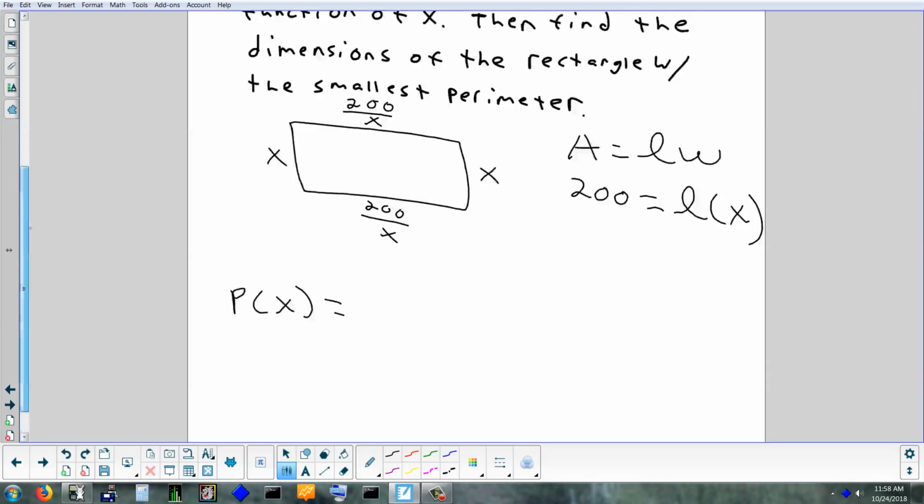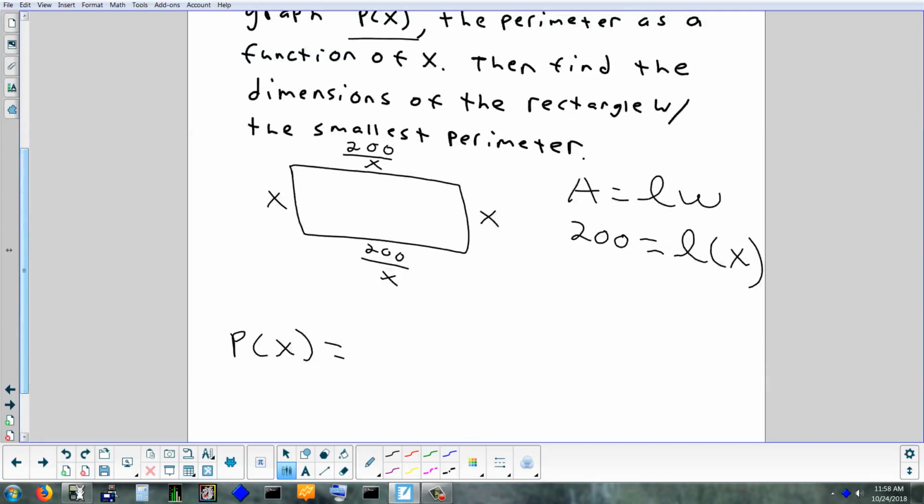How do you find the perimeter of that rectangle that I have right there? Yeah, you're adding all the sides together. 2x plus 2 times parentheses, 2 times 200 divided by x. And what's 2 times 200? 400. So there's your perimeter.